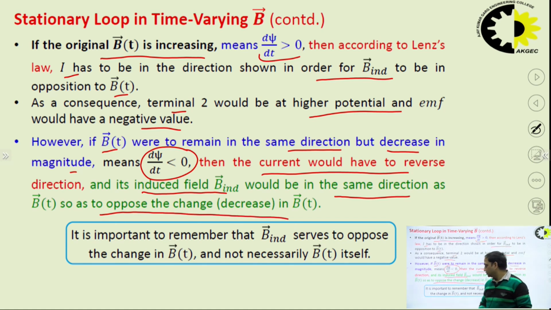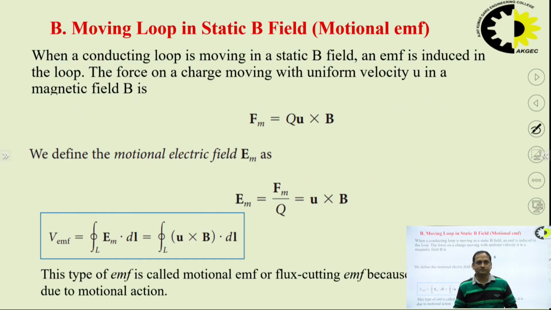Here it is to be remembered that B induced serves to oppose the change in B(t), and not necessarily B(t) itself. So in all cases we see that B induced is affected by whether the rate of change of flux lines is increasing or decreasing.